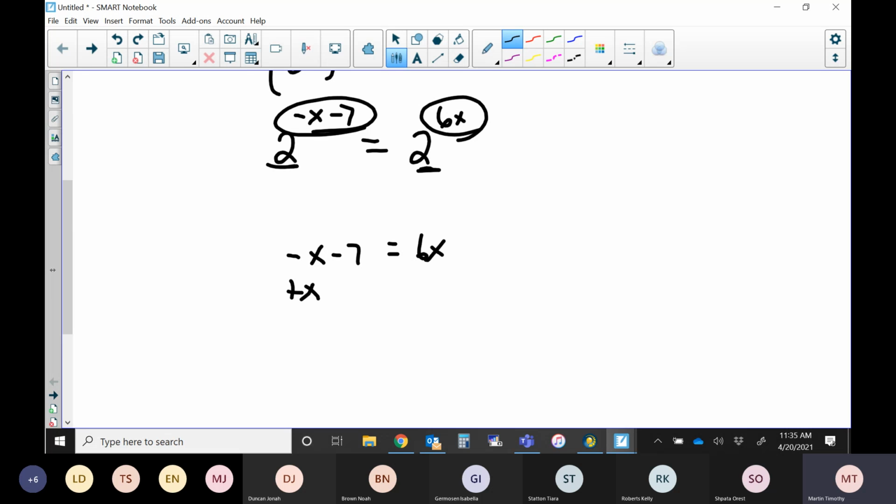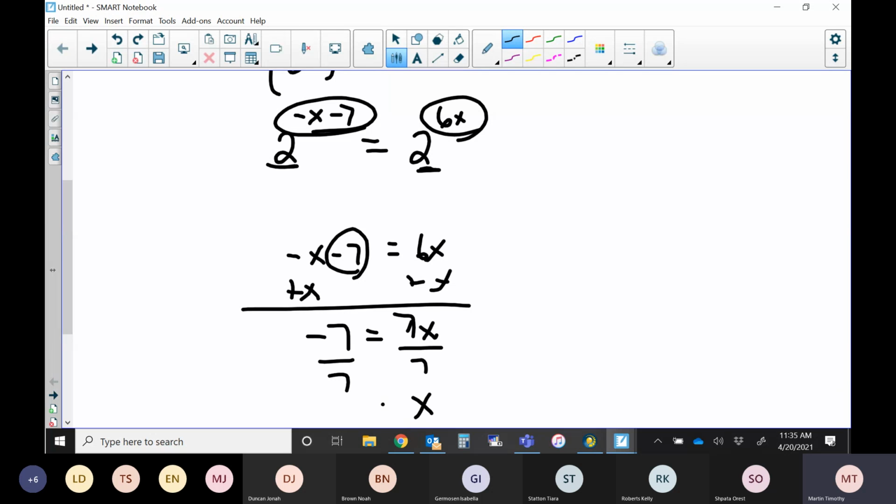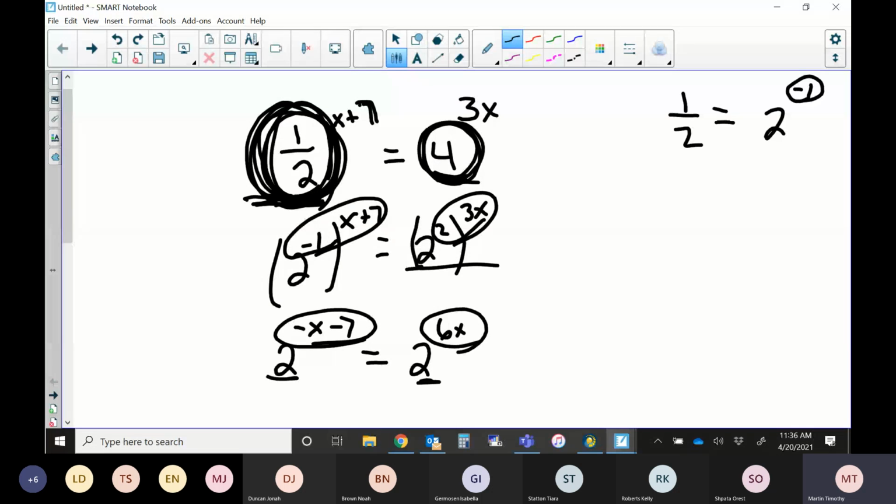And now I can use my regular Algebra 1. Add x, negative 7, don't forget to drop the negative with it, equals 7x, divide by 7, divide by 7, x equals negative 1. And then yes, what we've done in the past, you should still do, plug it in and make sure it works.